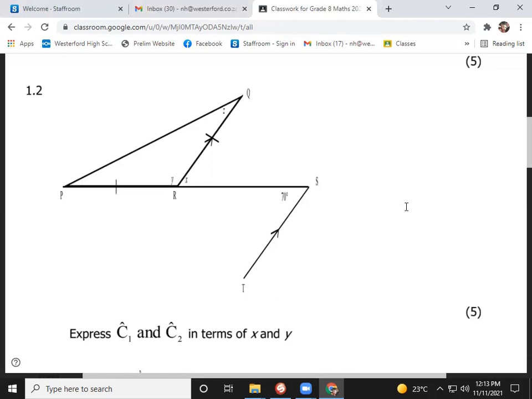Triangle, sum of angles in a triangle. What's Z plus Z? 2Z. How do I get rid of a plus 110? I minus it. What's 180 minus 110? 70. How do I get rid of this 2? Divide by 2. What's 70 divided by 2? 55 degrees. Or, what kind of angle is this?